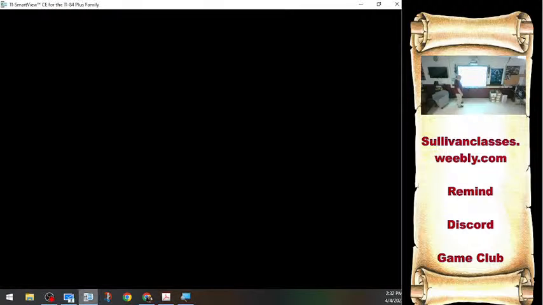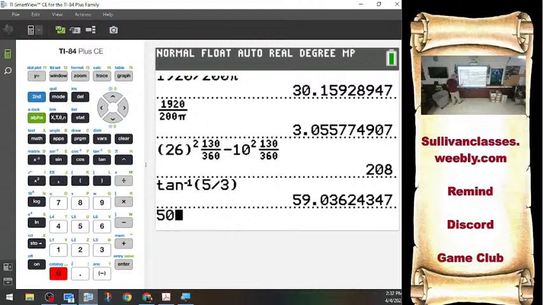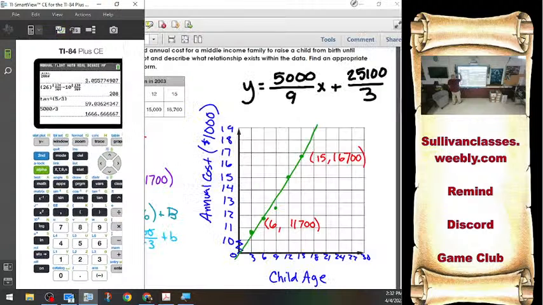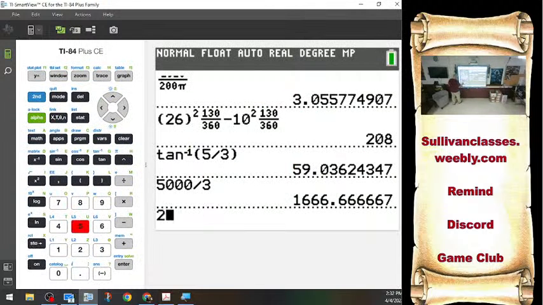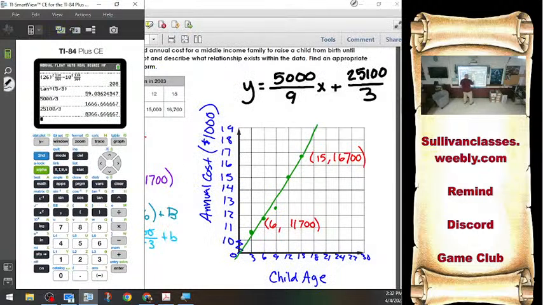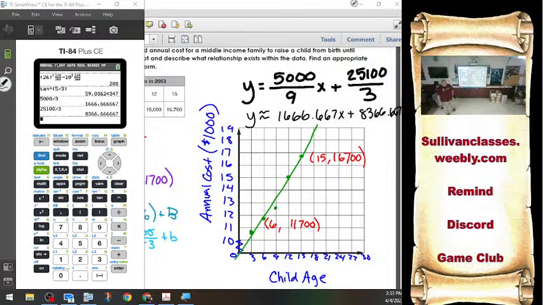Get that calculator out. 5,000 divided by 3, 25,1 divided by 3. If you instead of this have y is about 1666.667 x plus 8366.667, I'll take that because we're going to have different answers here.